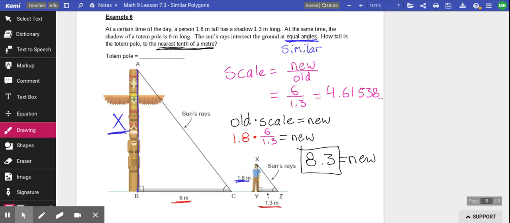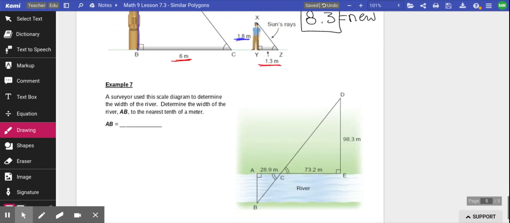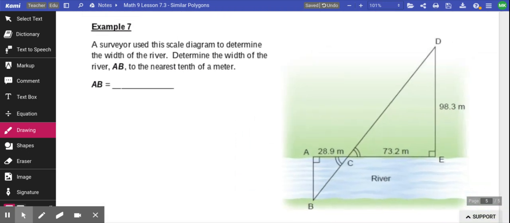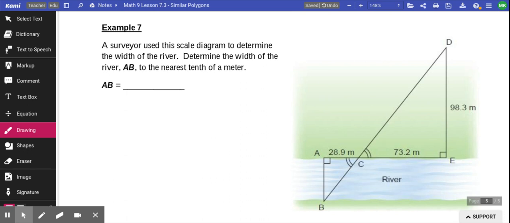Again, just like all the previous questions, find out what the scale is by calculating new divided by old, and then use the scale by multiplying it by the old length, or the old triangle's length. We have one more question here. I want you to give it a try on your own. See if you can match up which sides match with which sides. See if you can actually calculate what it's asking you to calculate. Then unpause and see if you did it right.